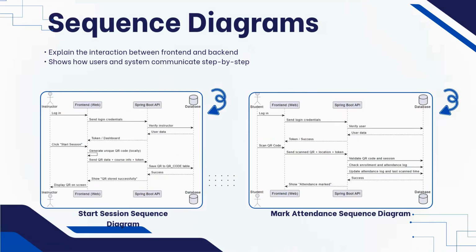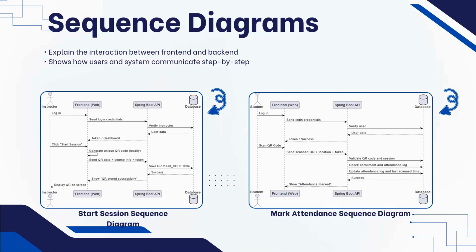Now, this is how the logic flows. These diagrams were super helpful when planning backend methods. We did two sequence diagrams for the core features of our system. One for creating QR code. The instructor clicks the button. The frontend creates the QR and saves it, and then sends it to the backend with all the credentials. The second one is for marking attendance. The student scans the QR code, and the backend checks if the QR is valid, if the student is enrolled, and if the location matches. Then it will log the attendance.